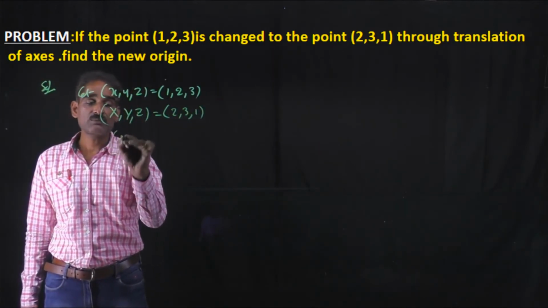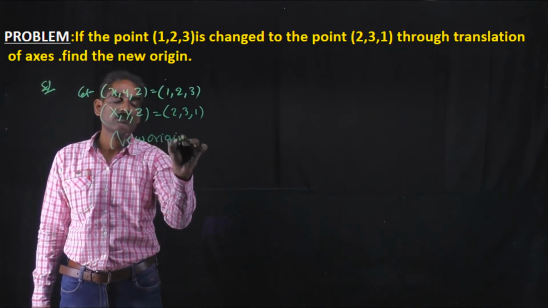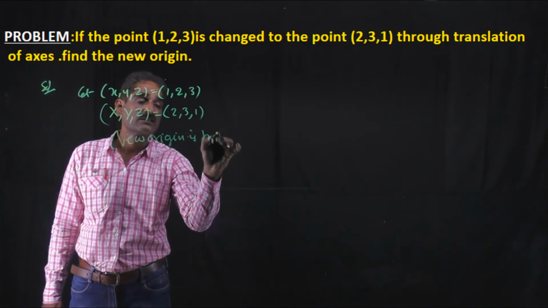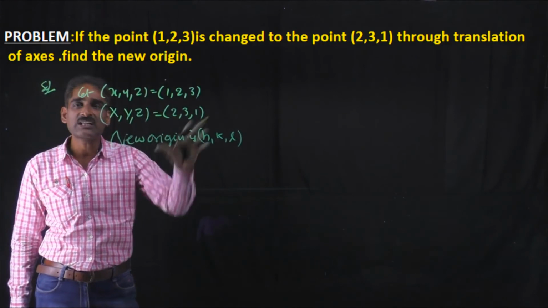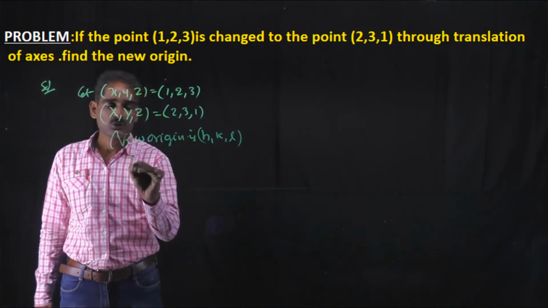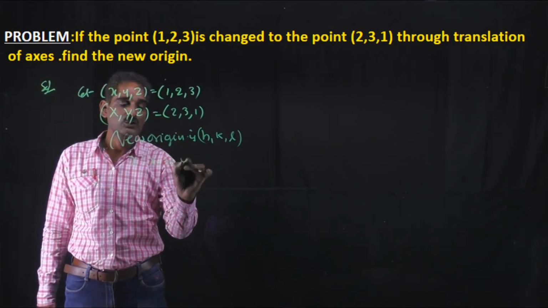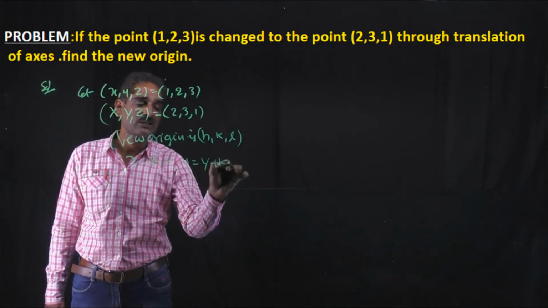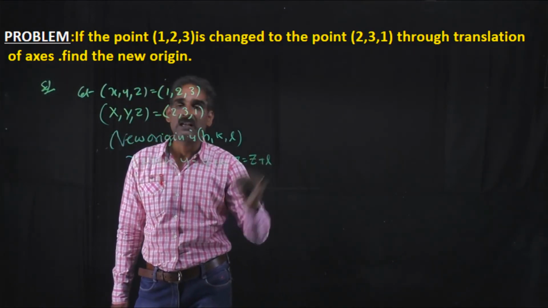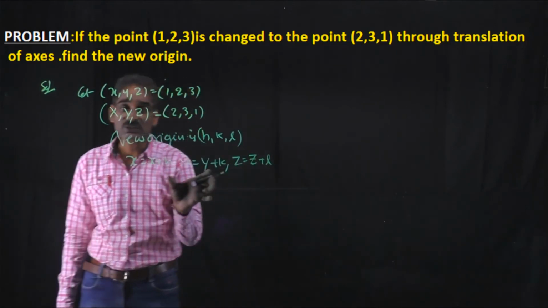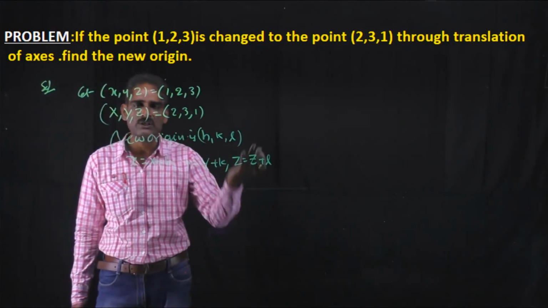Let the new origin be h, k, l. So the relation between these terms is small x equals capital X plus h, small y is equal to capital Y plus k, and small z is equal to capital Z plus l. These are the transformation equations. Here we know small x, small y, small z, capital X, capital Y, capital Z. Just find out h, k, l. That's it.